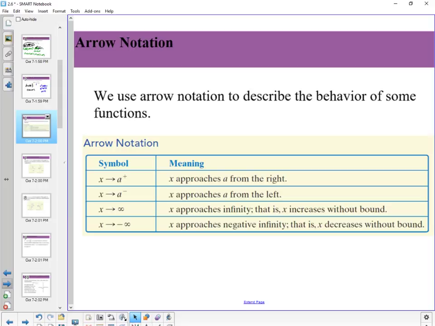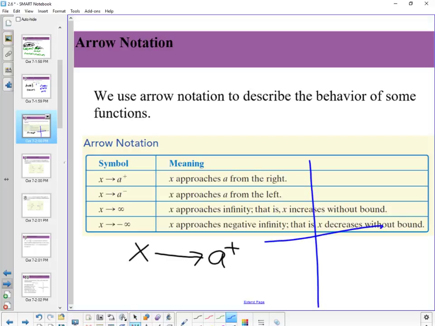It's called arrow notation. This first one, I don't know if you can see it very well, says x approaching a from the positive side. So that's what that arrow really means. It's approaching. If you're approaching from the positive side, you're approaching some place from this area. Does that make sense? I'm coming from the positives to the negative. The other one says approaching from the negatives. That means I'm coming from this way.